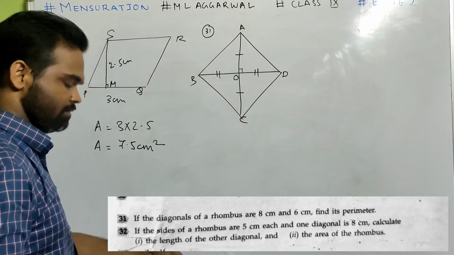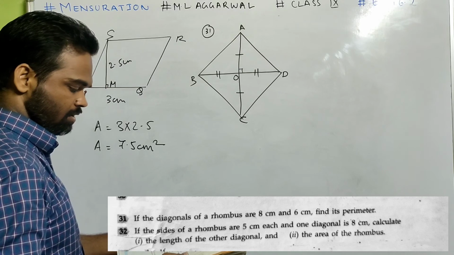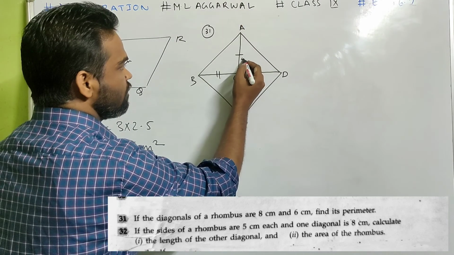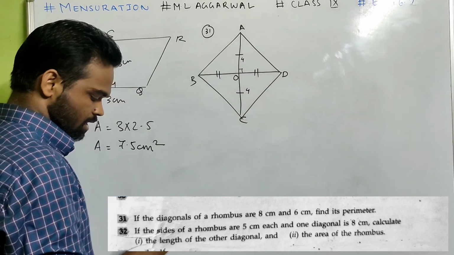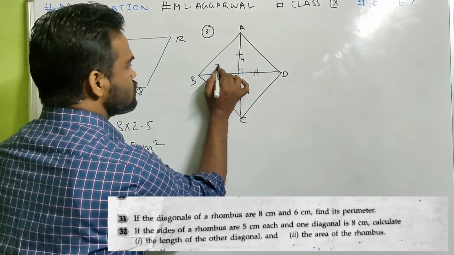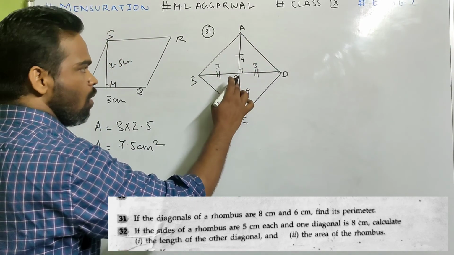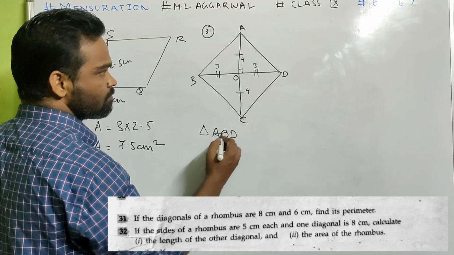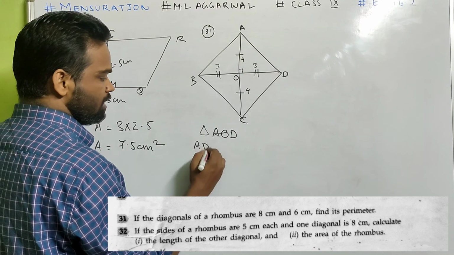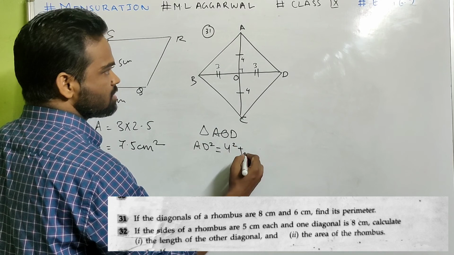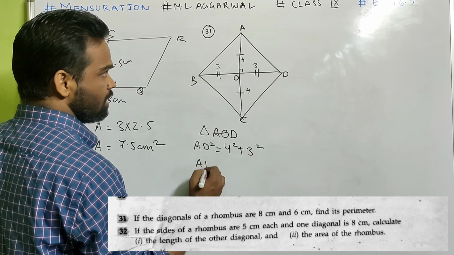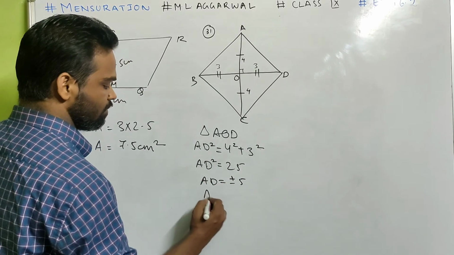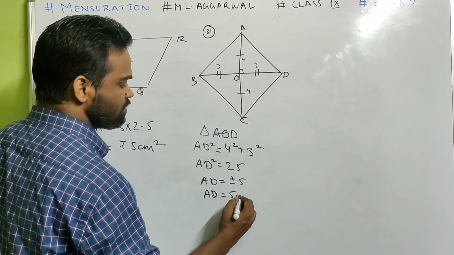So one of the diagonals, what they have told? If the diagonals are 8 and 6, so AC is 8, so this is 4 and this is 4, and the other is 6, so this is 3 and this is 3, and AO is perpendicular to OD. Look at triangle AOD. Pythagoras theorem we can use. AD square is AO square plus OD square. That's AD square is 16 plus 9, 25. So AD is plus minus 5. We won't take the negative. Negative not possible. So this is 5 centimeter.